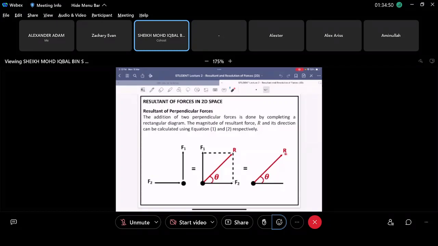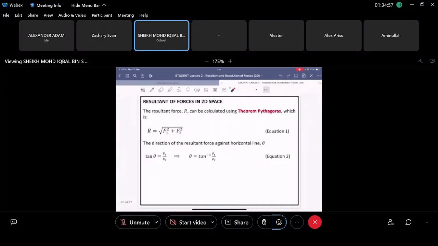To calculate the resultant force and the direction, the theta, you use the Pythagoras theorem. It's easy as that. Pythagoras theorem: square root of F1 squared plus F2 squared, and you will get your resultant force. The direction of the resultant force against the horizontal line is tan theta equals F1 divided by F2. As simple as that.